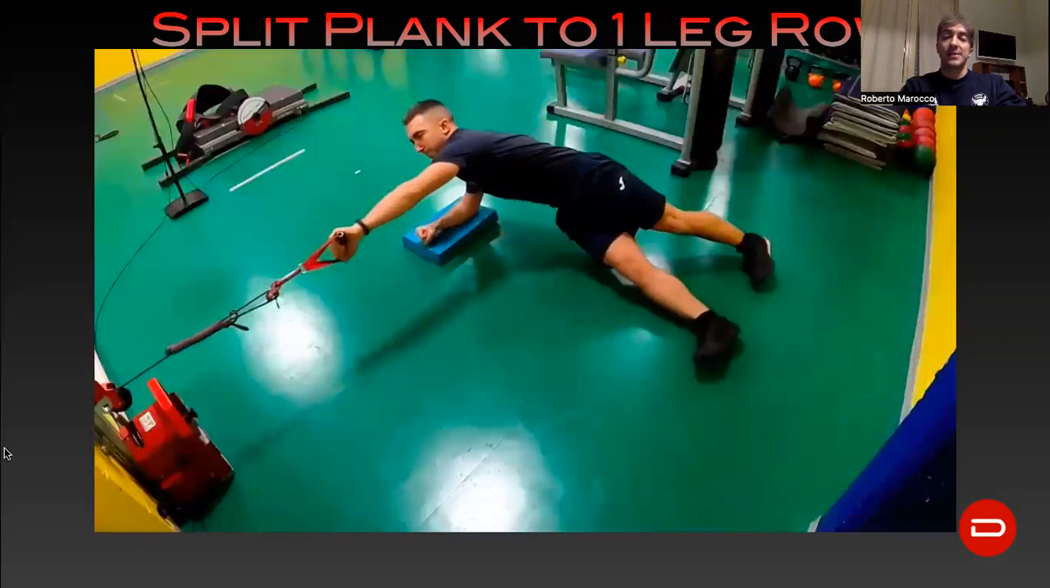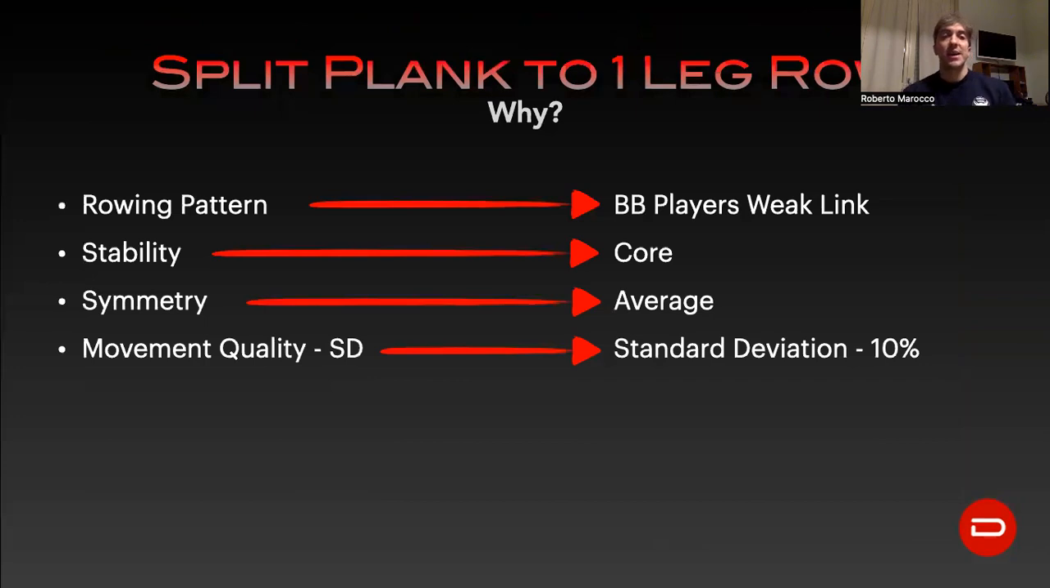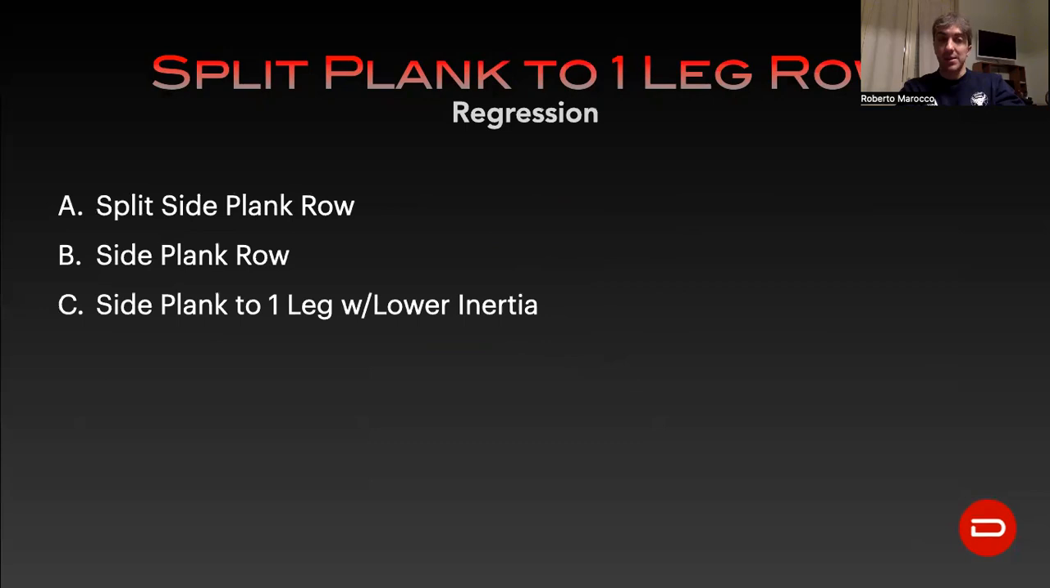Here again, there's a transition from 2 to 1 leg. Why this exercise? As we've seen, rowing pattern, basketball player, the weak link is their back. So we get a strengthening of that district. Stability for the core. We see how important it is to maintain the position against the opponent. Symmetry from left to right, movement quality, standard deviation, 10%.